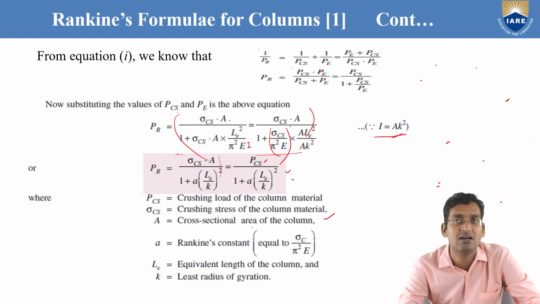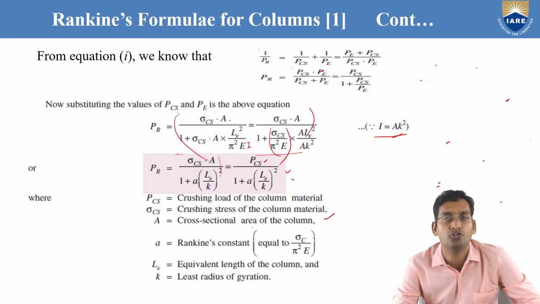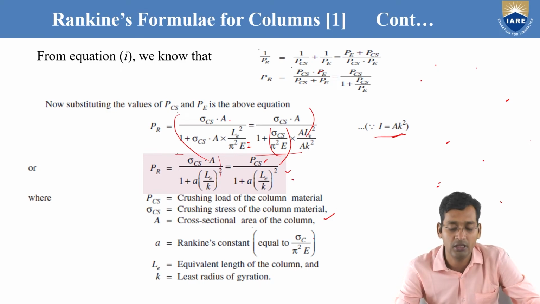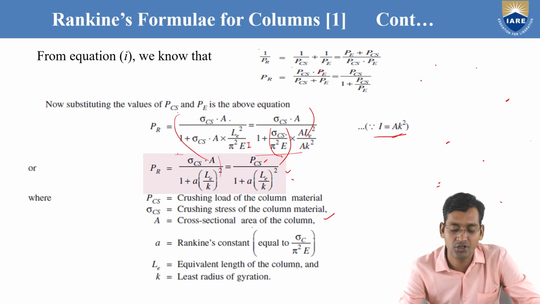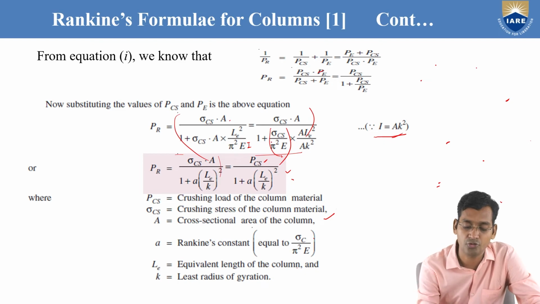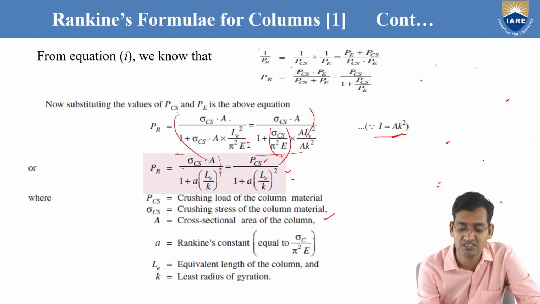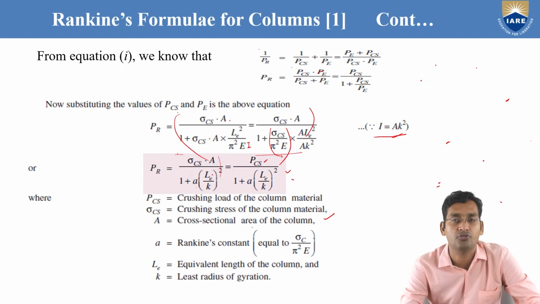Already we had seen sigma CS, in case of a long or short column, remains constant. That's why all the three terms are constant here. So Rankine gave the name Rankine constant, and that is denoted by small a. So after writing small a, you will get sigma CS into A by 1 plus a into LE by K whole square.